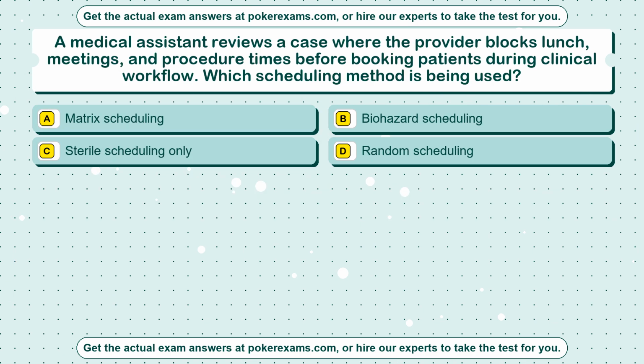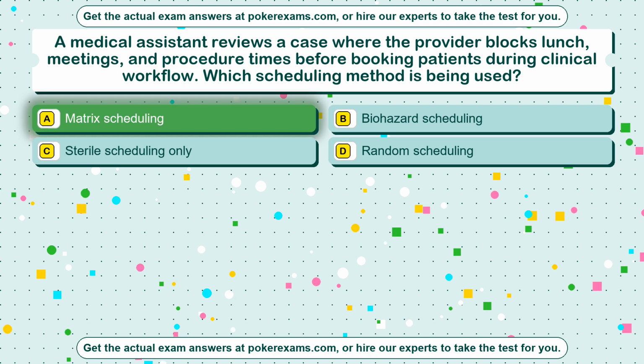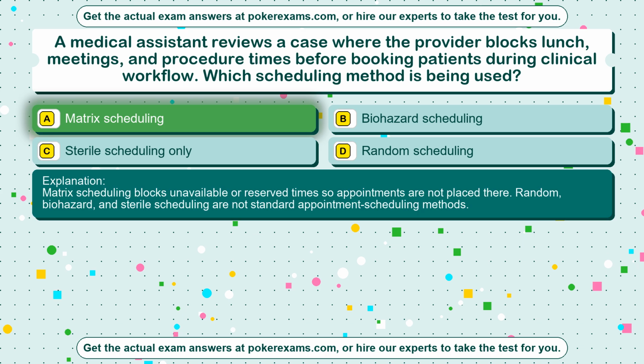Question 52. A medical assistant reviews a case where the provider blocks lunch, meetings, and procedure times before booking patients during clinical workflow. Which scheduling method is being used? Option A, matrix scheduling. Option B, biohazard scheduling. Option C, sterile scheduling only. Option D, random scheduling. The correct answer is option A, matrix scheduling. Matrix scheduling blocks unavailable or reserved times so appointments are not placed there. Random, biohazard, and sterile scheduling are not standard appointment scheduling methods.